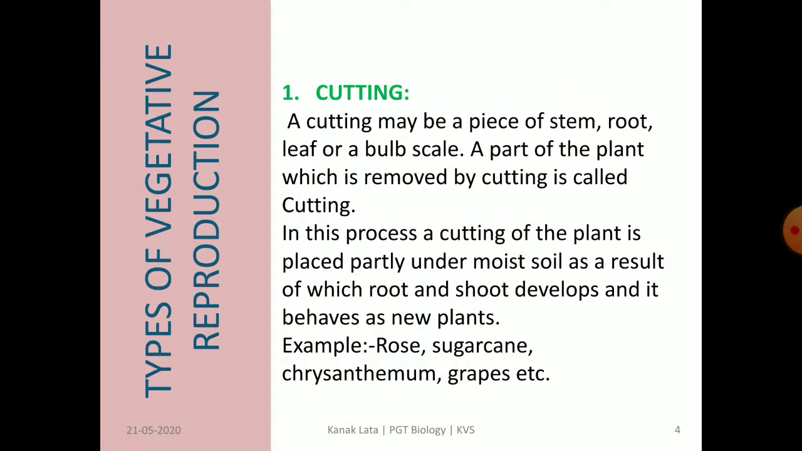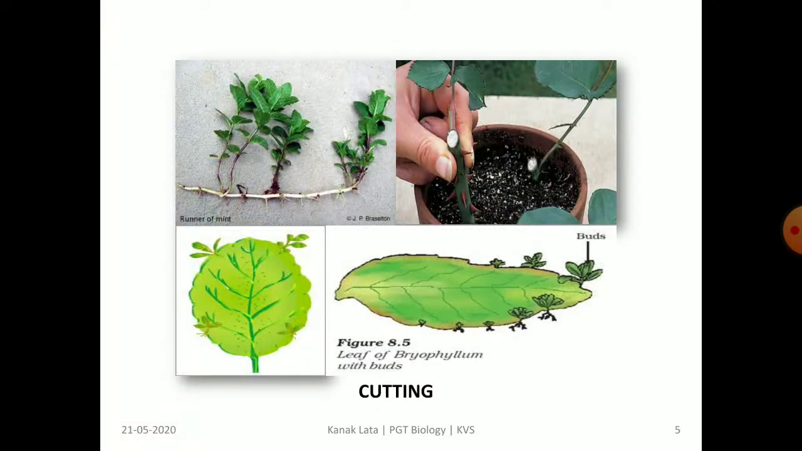Cutting is a process in which a small piece of stem, root, leaf or a bulb scale is removed by cutting and it is grown. In the process of cutting, the cutting of a plant is placed partly under moist soil, as a result of which root and shoot develop and further it behaves as a new plant. Examples of cutting are roses, sugarcane, chrysanthemum, grapes, etc. Here in this figure, you may observe cutting of rose plant and mint plant, and also leaf of bryophyllum with buds, which can be cut and grow into a complete plant.